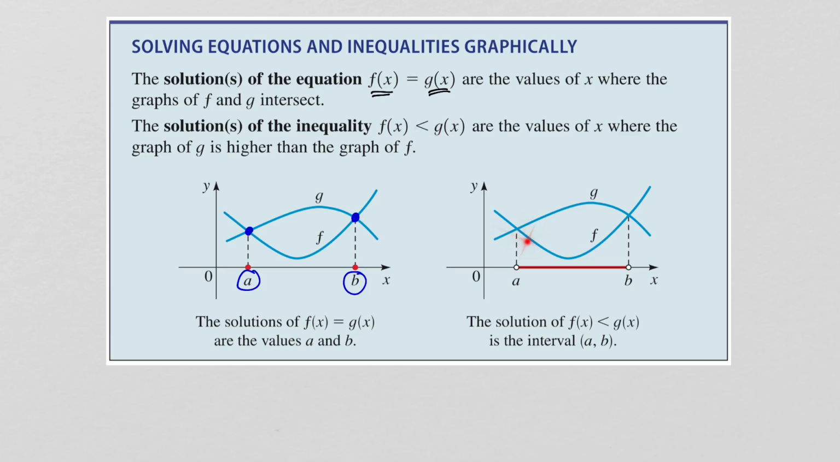And you can see that that happens right here. f of x is below g of x right here. And that happens for all values of x between a and b. Now out here, of course, that's not a solution because this is the graph of f here, and this is the graph of g here. Likewise, this is the graph of f here and the graph of g here. So if we're looking for where f is below g, that only happens right here in this case.